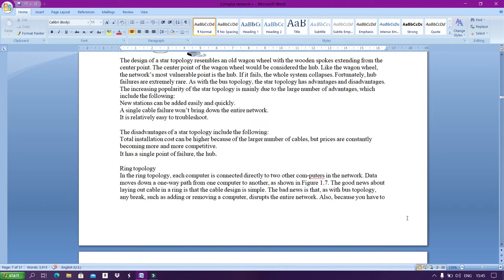In the ring topology, each computer is connected directly to other computers in the network. Data moves down a one-way path from one computer to another, as shown in figure 1.7. The good news about laying out cable in a ring is that the cable design is simple. The bad news is that, as with a bus topology, any break, such as adding or removing a computer, disrupts the entire network.